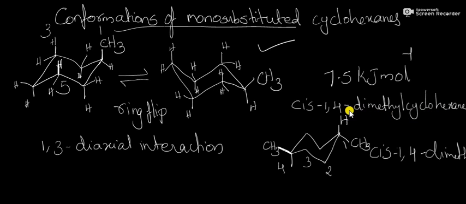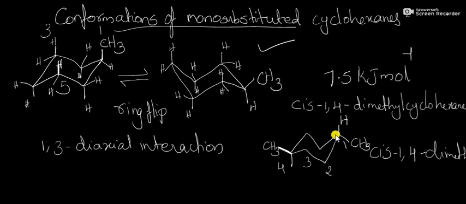Why? In the case of trans 1,4-dimethyl cyclohexane, both the substituent CH3 groups are at an equatorial position. There is no diaxial interaction. Whereas in the case of cis 1,4-dimethyl cyclohexane, one CH3 group is at an axial position and another CH3 group is at an equatorial position, and there will be 1,3-diaxial interaction in the case of axial substituents. So trans 1,4-dimethyl cyclohexane is more stable than cis 1,4-dimethyl cyclohexane.